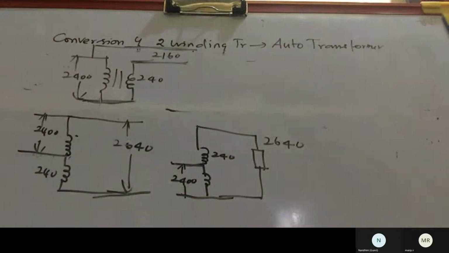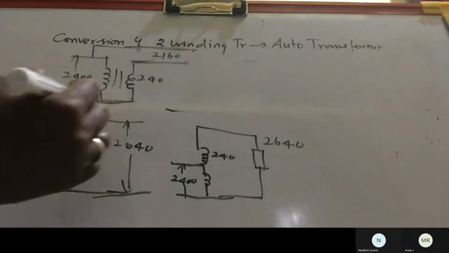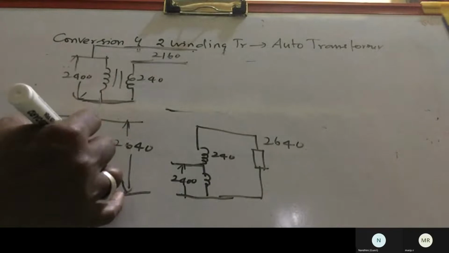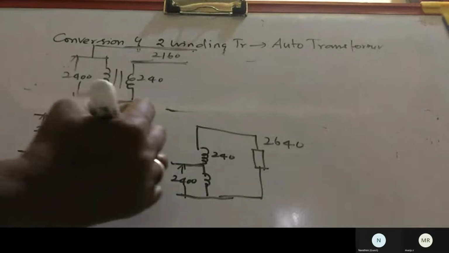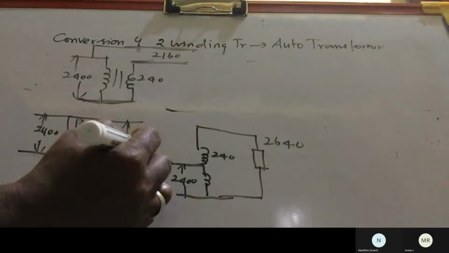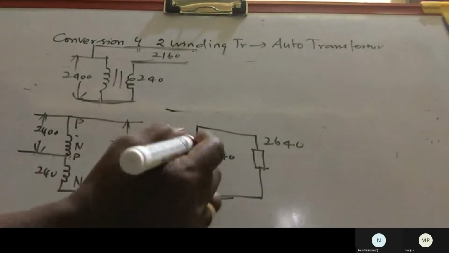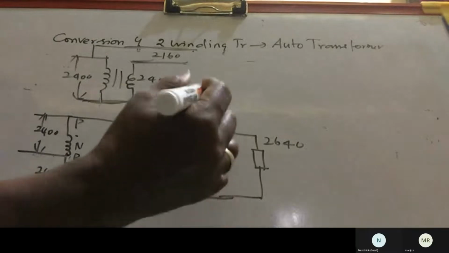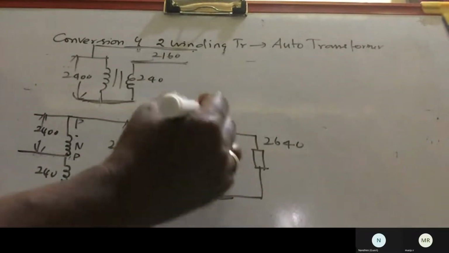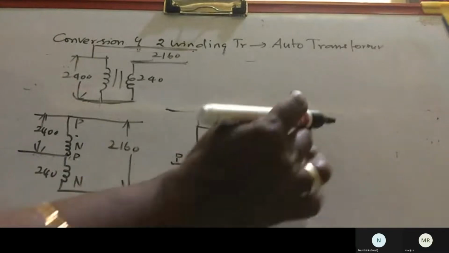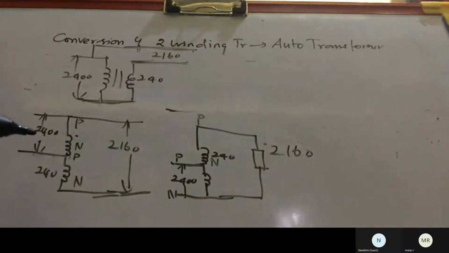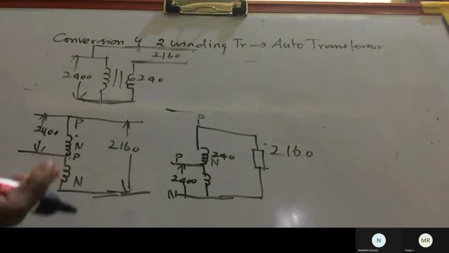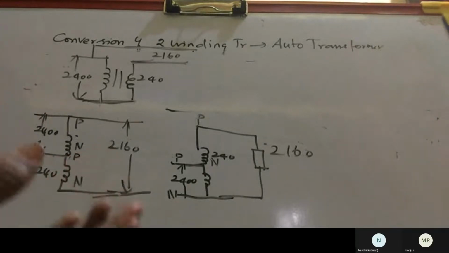So we can take the primary at the top or bottom. This will be phase and neutral, and again this will be phase and neutral. If we get subtractive polarity, we get 2160. Similarly, with the primary at the bottom, we get subtractive polarity, that is a step down transformer. So depending upon the polarity, we can increase or decrease the voltage. So we can take either step up or step down.